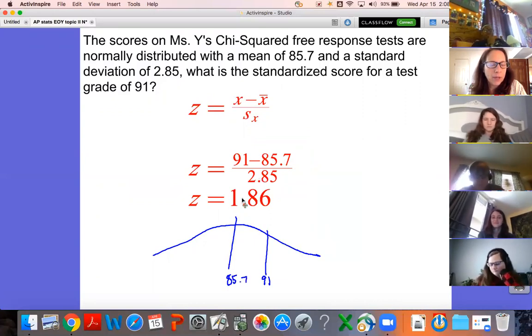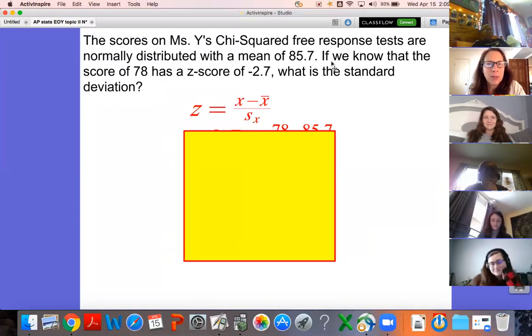So when you want to find the z-score, you need to know the test value, the mean, and the standard deviation. Everybody good? Morgan, are you good? Brandy? Okay.